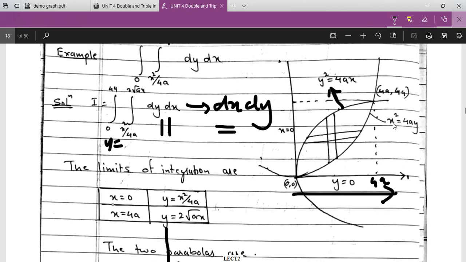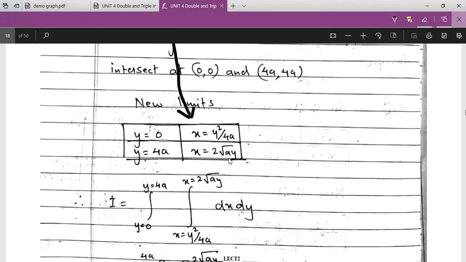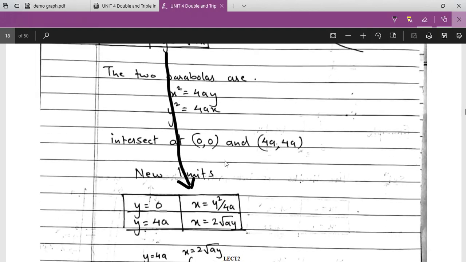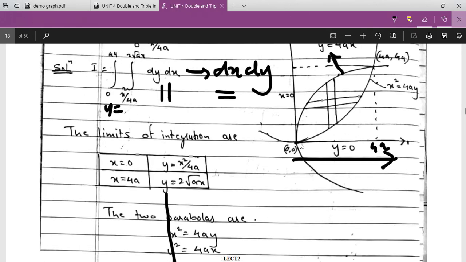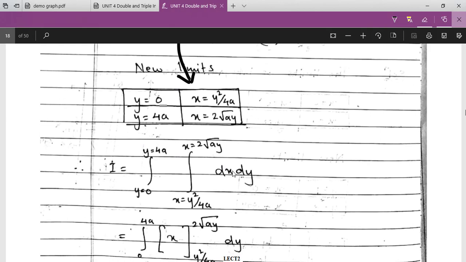The other one is already in terms of y, so you need to write this in terms of x. This turns out to be x square is equal to 4ay, so taking the square root, x is equal to 2 square root of ay. And the limiting values will be x from y square divided by 4a to 2 square root of ay. And then for the strip, y goes from 0, a constant value, till y is equal to 4a.